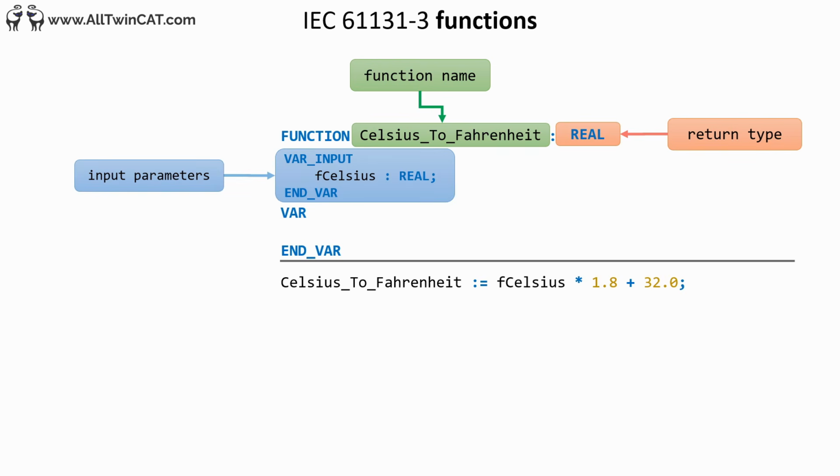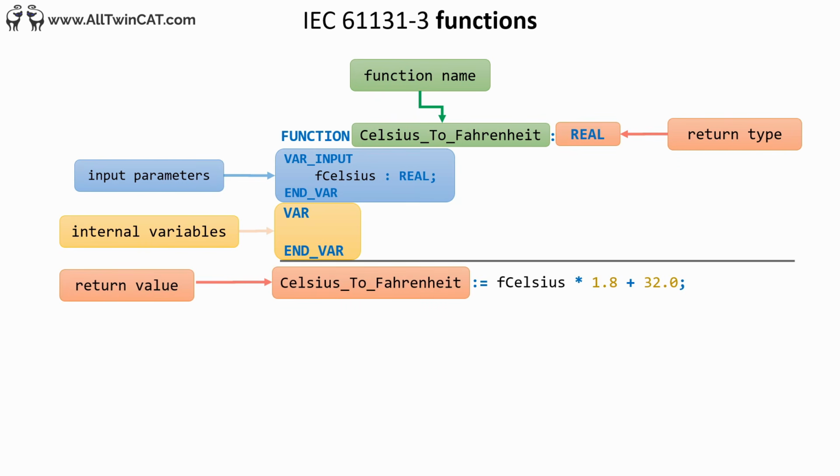Next, we have the inputs which will be used in the function, in this case a real value that we have named fCelsius. Optionally, we might have some local variables in the function. The local variables in functions serve as our scratch pad, and this is where program variables are stored.